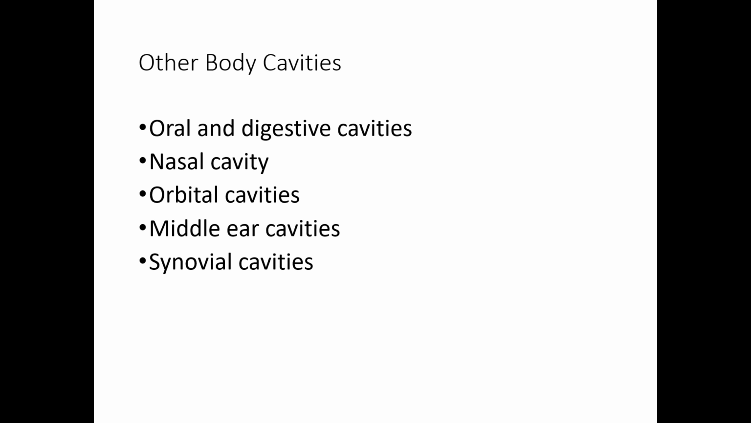There are other body cavities in our body, smaller ones. The oral cavity is our mouth. Digestive cavities are spaces inside of our digestive organs, like inside of the stomach, inside of the large and small intestine. The nasal cavity is our nose. Orbital cavities house our eyes. Middle ear cavities are tiny spaces inside of our ears. And finally, we have synovial cavities, very small spaces inside of most of our movable joints.